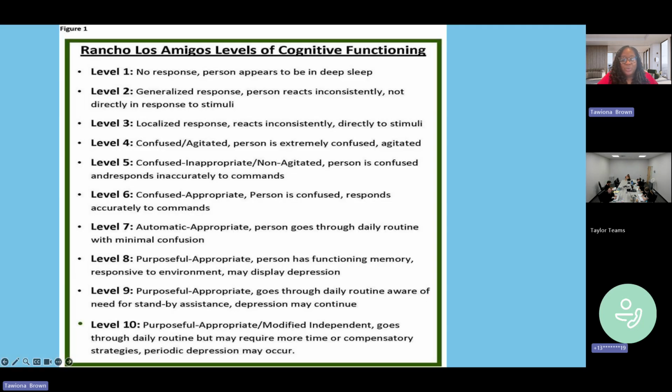So please make sure that you all cover the RLA levels of cognitive function. In some texts, you might see where it says they only go to level 8, but in other texts, they go all the way to level 10, which I like because it shows you how they progress from level 1 through 3 of really no response to you at all, to level 3 to 6. They're coming out of their coma, so you can really tell the difference, even though it's pretty brutal initially when you're treating them.